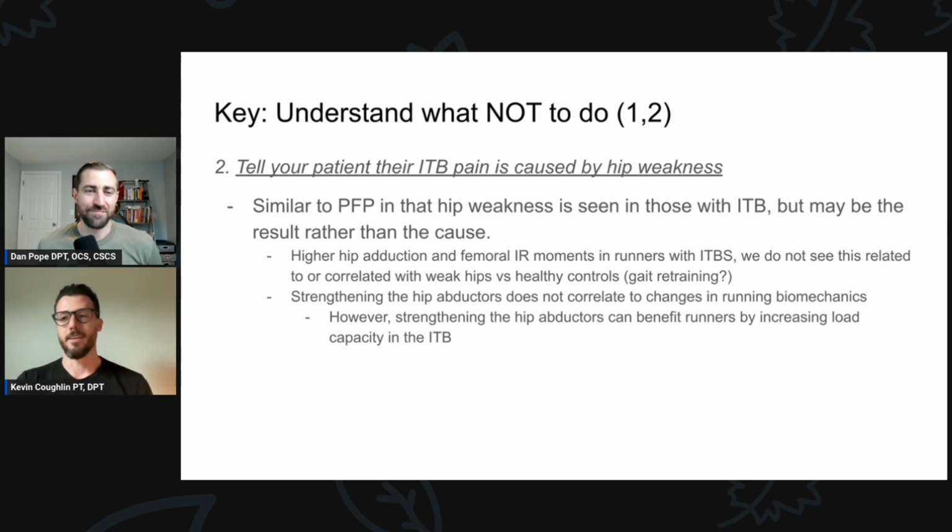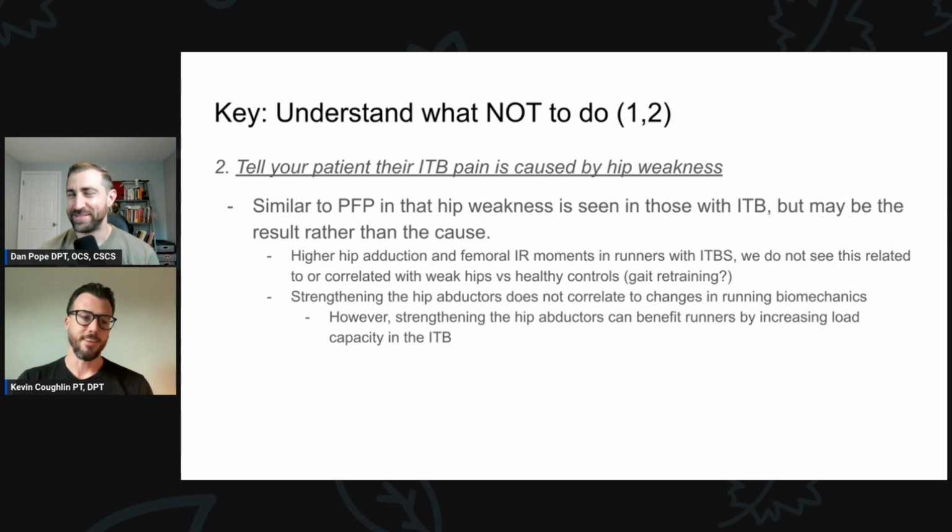So I think for patient education, it could be helpful, but obviously we've got to keep an open mind because this stuff's changing, and maybe we'll learn in a few years that there's some combination of snapping in some people and compression in others. But that's our best guess right now. It seems to be mostly compression.